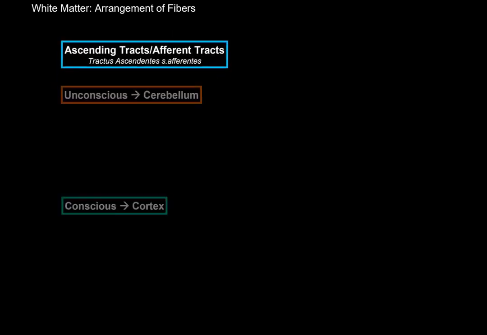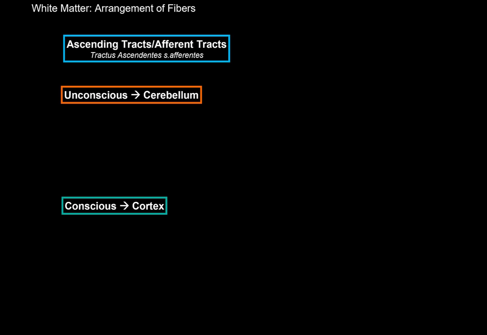The ascending tracts are generally divided into unconscious and conscious sensory information. Now, what is the difference? Well, everything that goes to the cortex of your cerebrum is considered conscious. Unconscious sensory information goes to the cerebellum. The cerebellum is an organ responsible for balance and posture, so unconscious ascending tracts relay unconscious proprioceptive sensation.